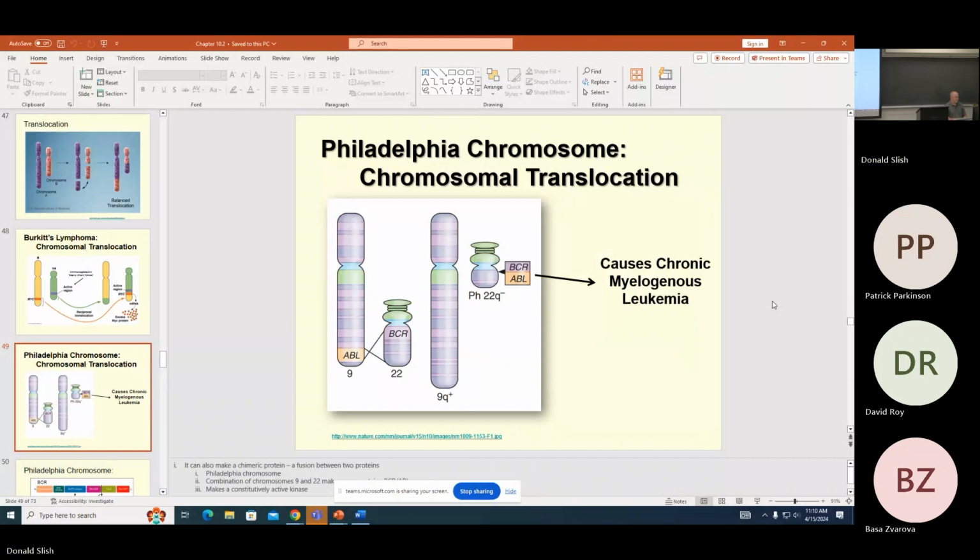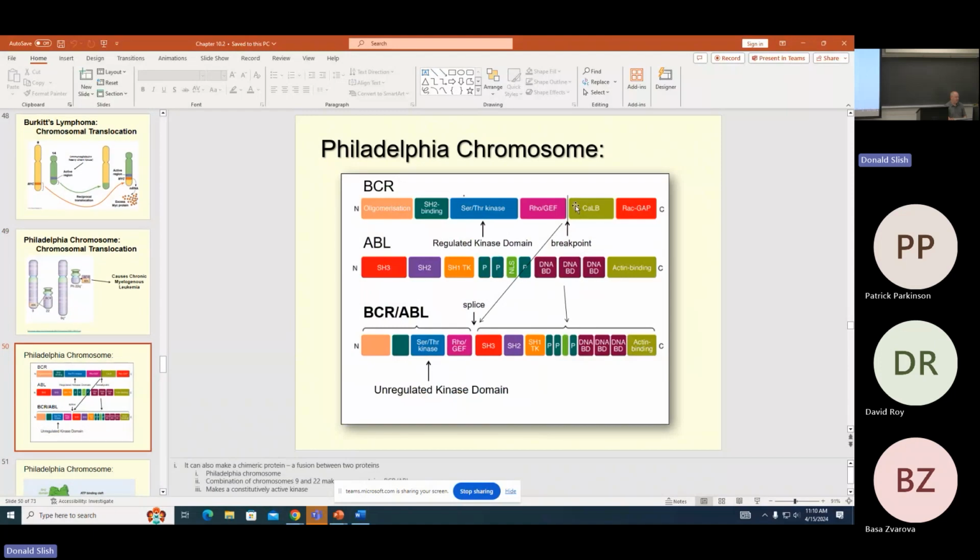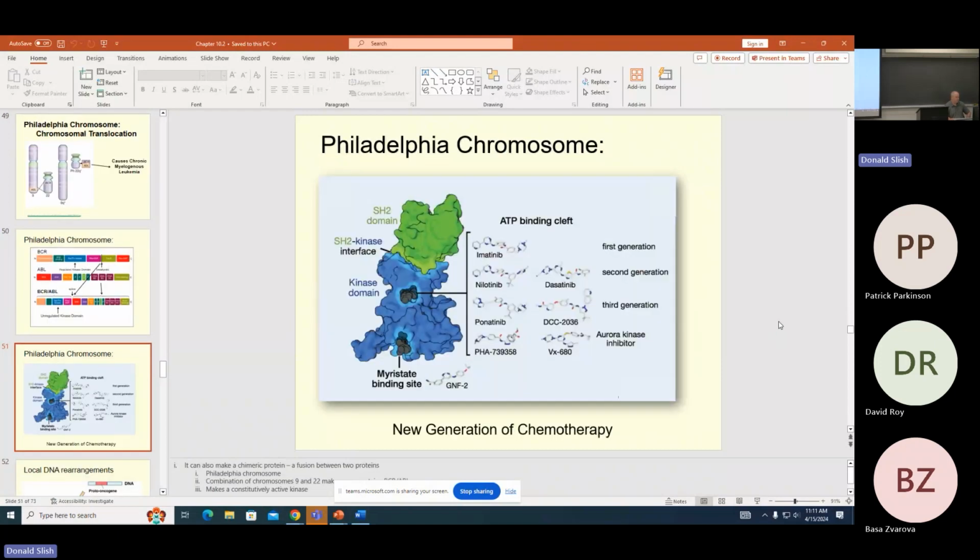Here's another interesting translocation, where a big chunk of chromosome 9 switches with 22, and as a result you get a whole new chromosome, which we call the Philadelphia chromosome, and that makes a new protein, BCR-ABL. BCR is this section, and then this gets hooked onto ABL, and you have this new protein, which is a kinase that is no longer regulated. BCR-ABL causes chronic myelogenous leukemia, which can go to acute myelogenous leukemia.